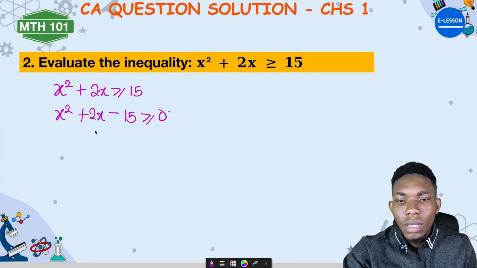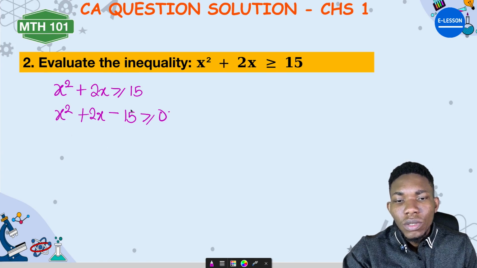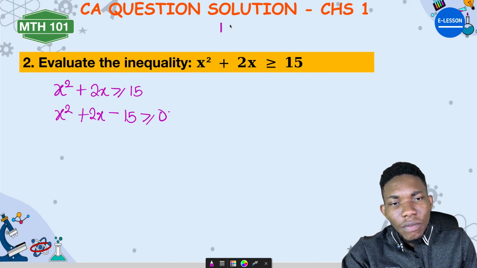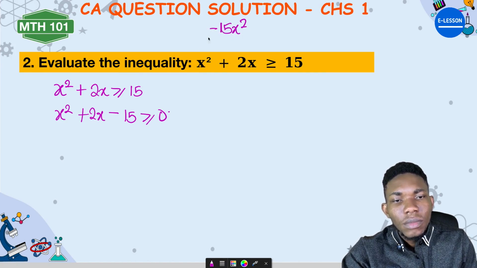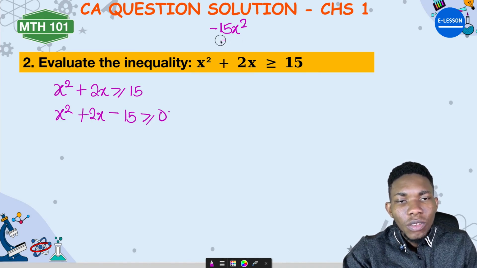Now we are going to factorize this expression. What are we going to add that will give us 2x, and when we multiply it, it's going to give us minus 15x squared? Because the general idea is that you use this x squared to multiply 15, so that will give us minus 15x squared. So we are now going to look for two numbers in such a way that when we add them, they will give us 2x, and when we multiply them, they will give us minus 15x squared. Of course, that number is 5x and 3x.